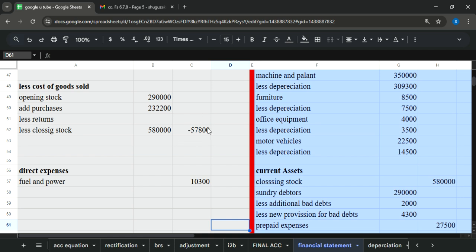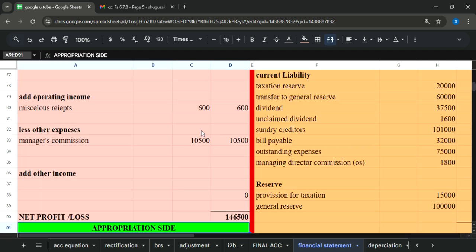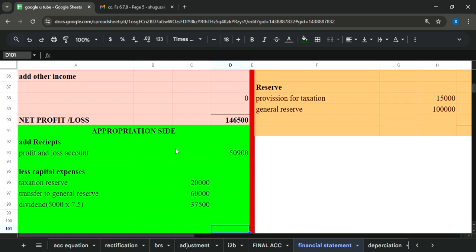But usually it is unconventional. Normally it doesn't happen that cost becomes a negative sign. So guys, in this way our two parts are completed, and happily we are ending this calculation regarding net profit. Let's start the calculation of the appropriation side.